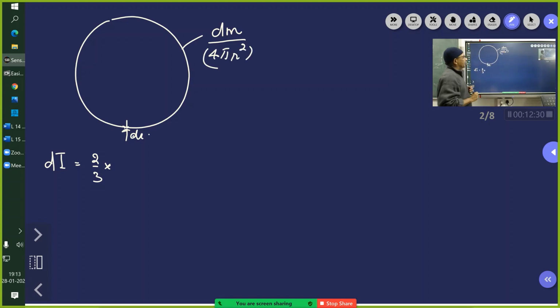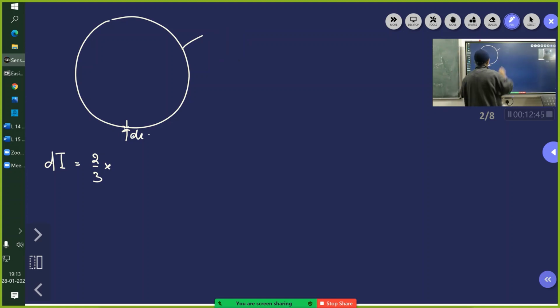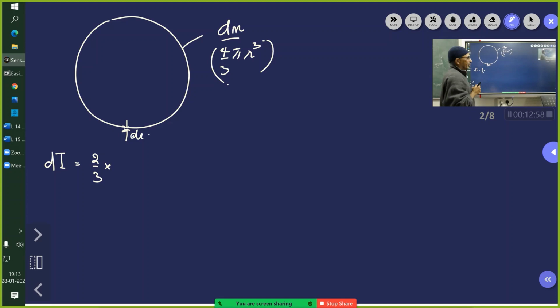This will give you what? Mass per unit area. Sir, we'll take volumetric mass. Okay, then we'll take it like this: dm by 4 by 3 pi (R cube minus small r cube). Like our original mass and volume, the same rho, and then we are doing the same formulation.